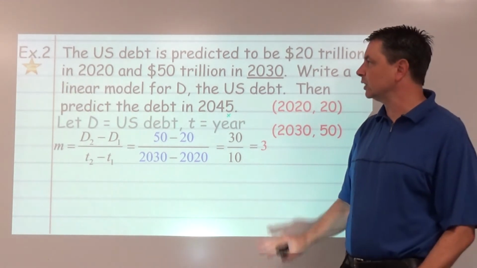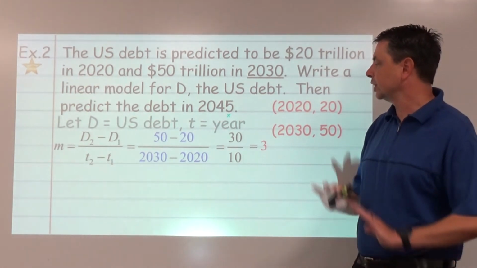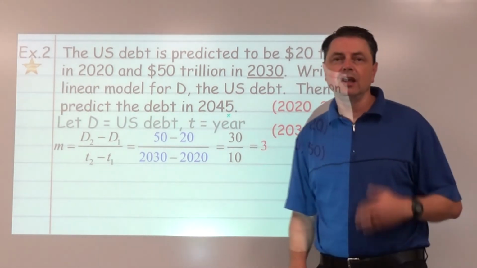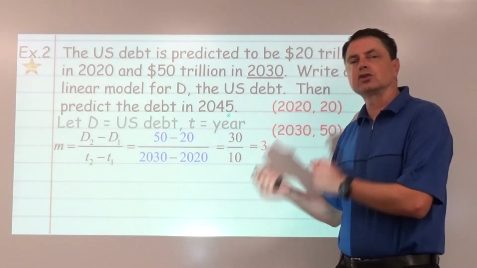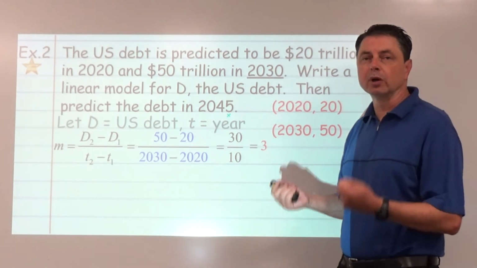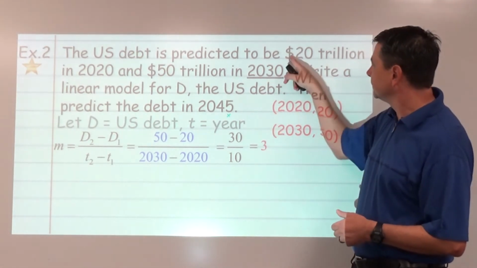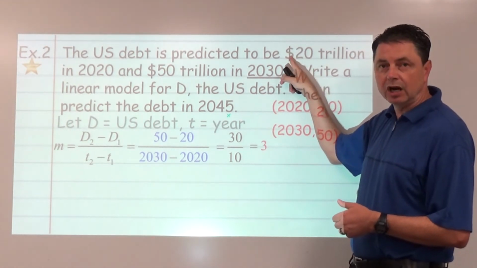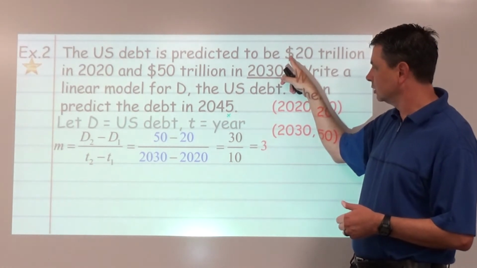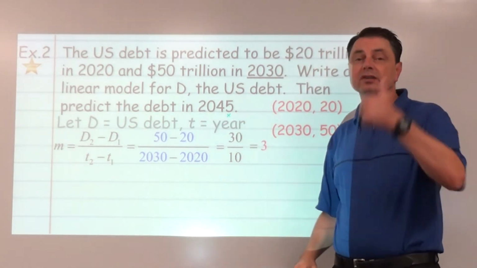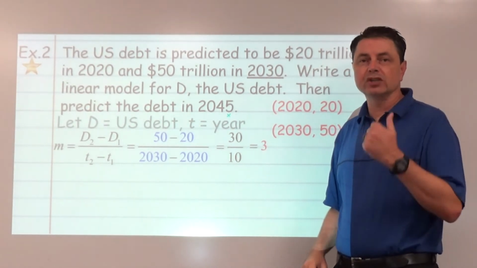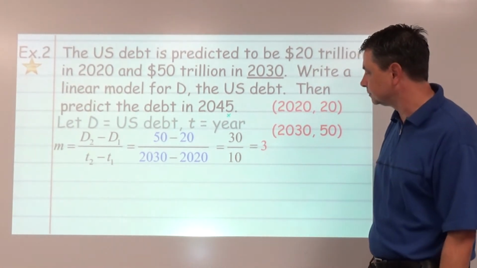We are not done. We have just found the slope. We're going to use that. But before we do that, what does the slope mean in this problem? Remember, slope kind of translates to that word of per. It's $3 trillion per year. And it's positive, so that means our debt is going up by $3 trillion per year.